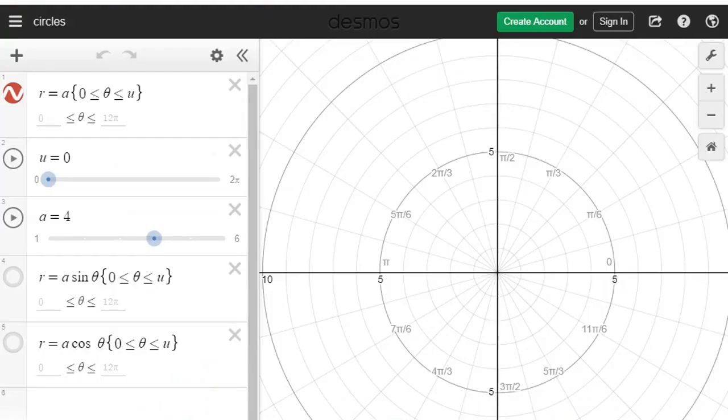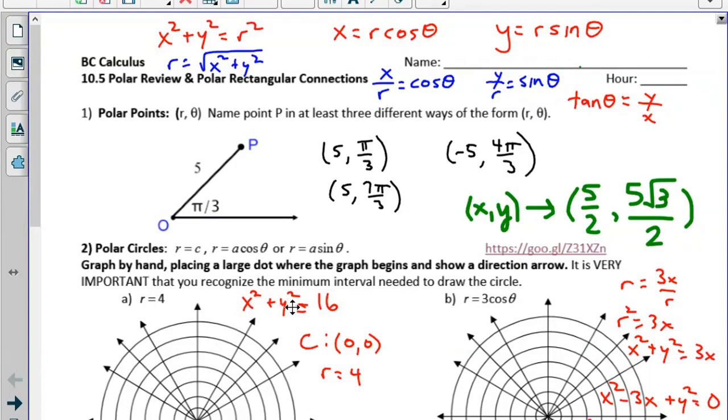Okay, circles. A, r equals 4. Notice that for the first two, I showed converting r into x squared plus y squared equals 16. Notice that we have some things up at the top that you really should pay attention to.